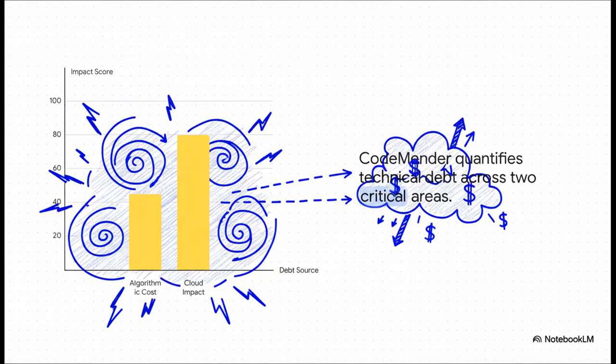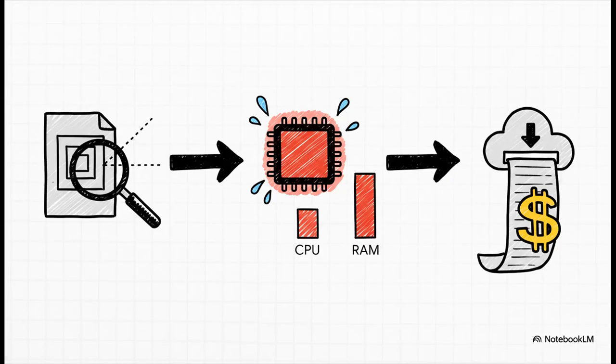The tool basically quantifies this debt in two main buckets. First, you've got the algorithmic cost. That's just the raw inefficiency of your code. And then there's the cloud impact, which is how that inefficiency translates directly into a higher bill from AWS or Google Cloud. So here's a perfect real-world example.